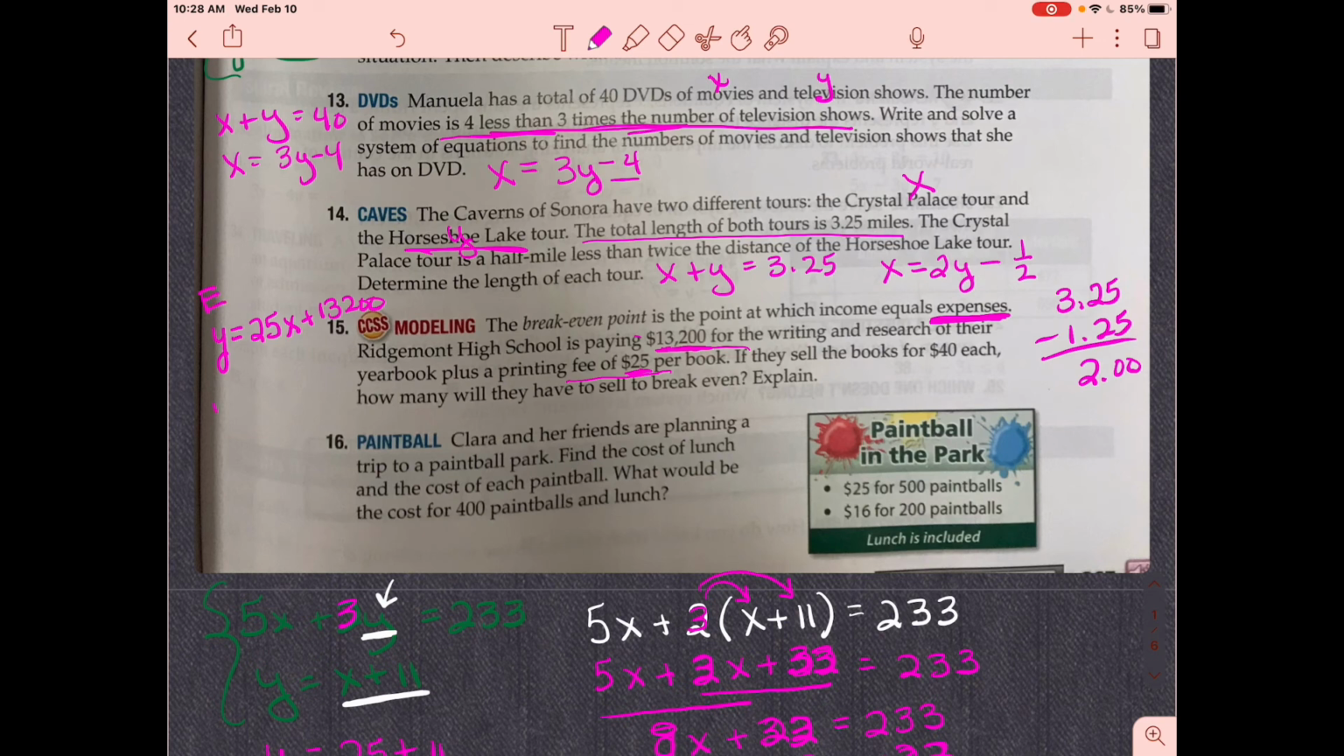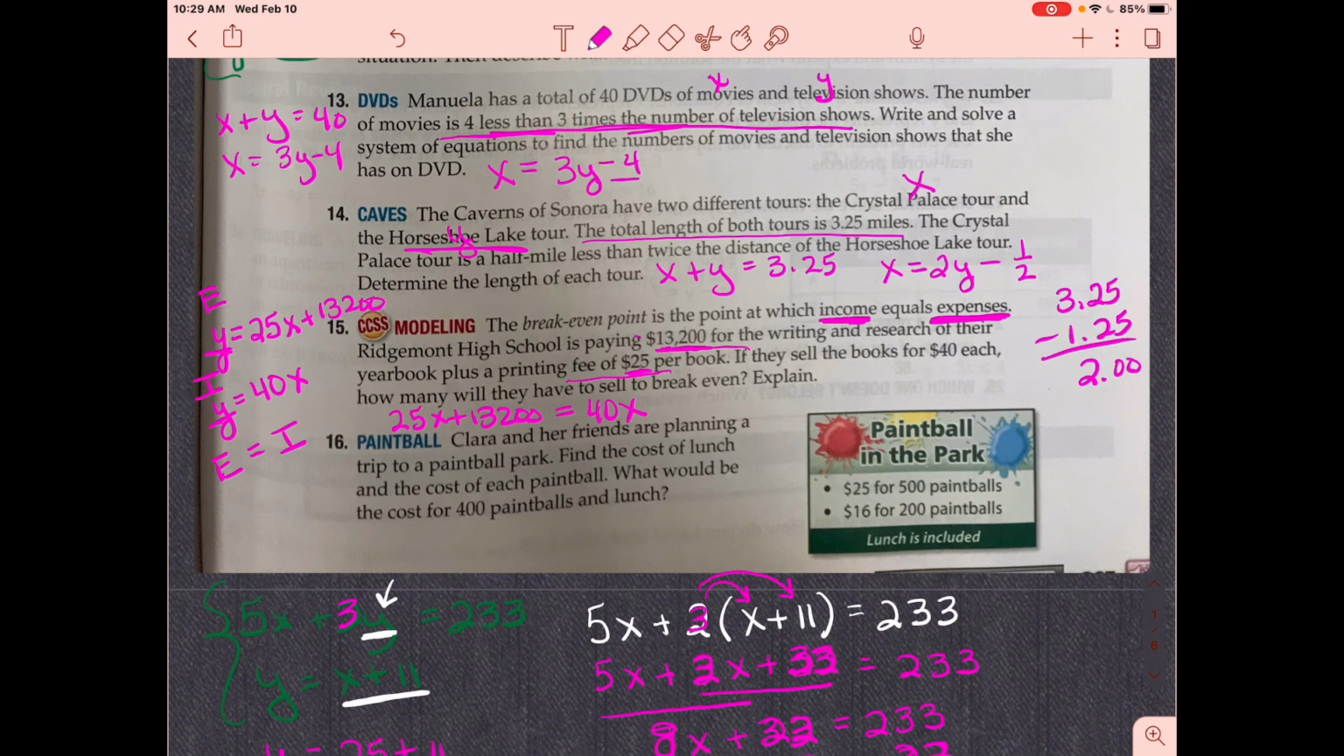And then let's make y also be our income, and let's talk about income. And our income is going to be $40 for each book, 40 times x. So we want to know where our expenses equal our income. At that point, we've broken even. We haven't made money, but we've paid back everything we owed. So we're going to make them equal to each other. And we're going to use substitution for that because y and y equal the same thing. So we're just going to be doing this math: 25x plus 13,200 equals 40x. And then we'll solve for x. And we can also put in y if we want to, although it's just asking how many books we have to sell to break even.